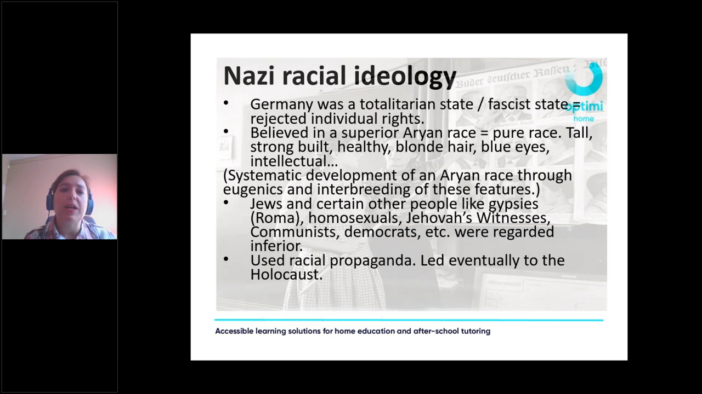Right. Now, Nazi Germany used a lot of racial propaganda. And this propaganda would eventually lead to the Holocaust taking place. In other words, the final solution, getting rid of especially the Jews, but also other inferior people who would stop the Nazi ideologies from taking place and breeding the Aryan race of Germany.